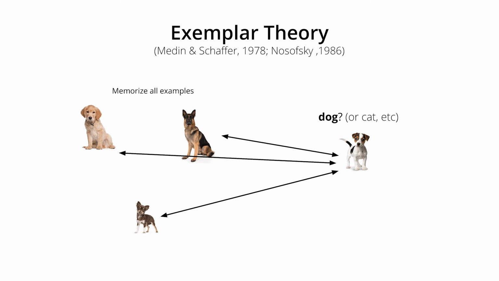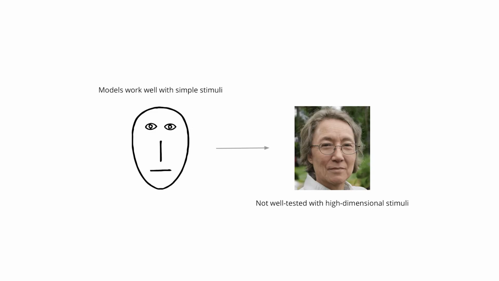In another popular competing theory, we assume that the learner memorizes all exemplars and compares new stimuli to those in memory later. In the literature, these models often make better predictions of human behavior than prototype models, although both theories are influential. However, many of the seminal tests of these theories are with respect to small sets of relatively simple stimuli and aren't well tested in high dimensions.